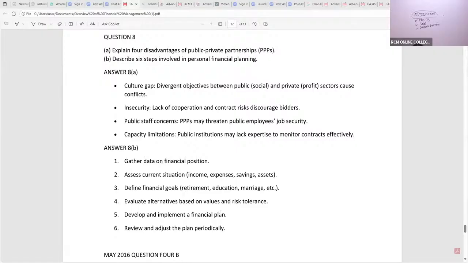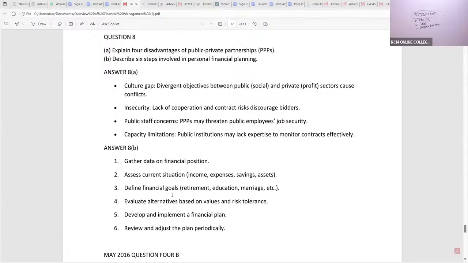So, ladies and gentlemen, start by gathering data. You gather data, then assess your current situation. How come I'm having loans from Tala branch and all these others? What's wrong with me? So assess the current situation, and then from there, you define your financial goals. Like myself, I would want to retire at 55. So that at 55, when I retire, do I expect to live in poverty? No. I expect, of course, with my family, we should be able to live well. So just define financial goals.